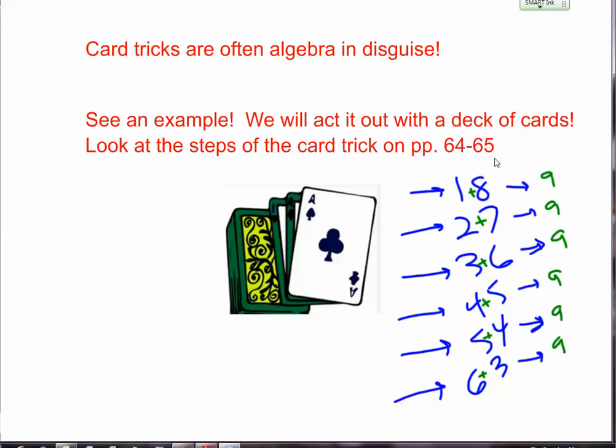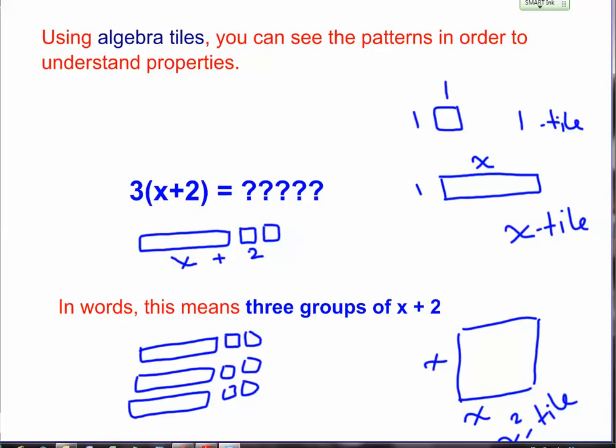All right, and then we started off this unit with a card trick, and I did the card trick with you guys. If you want to remember what it was, it's on pages 64 to 65, and it's just algebra in disguise. So algebra helps explain and describe the card trick.